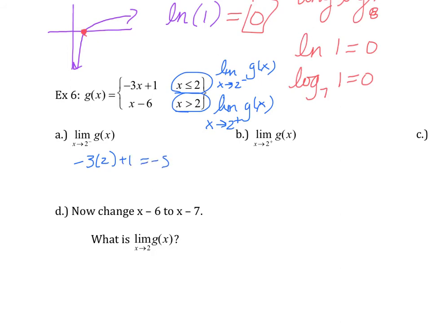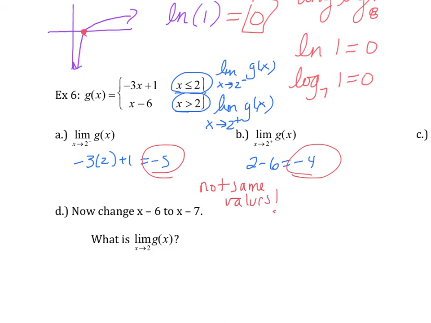Now in part B, I'm going to approach 2 from the right. I'm going to plug 2 into the second equation and have 2 minus 6, and here I get -4. Now right away when I look at these values, what that tells me is that as I'm approaching 2 from the left and from the right, these are not the same values. Since they are not the same values, that means that my overall limit does not exist.